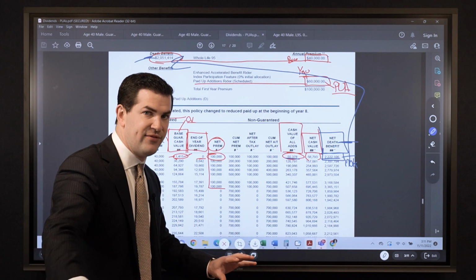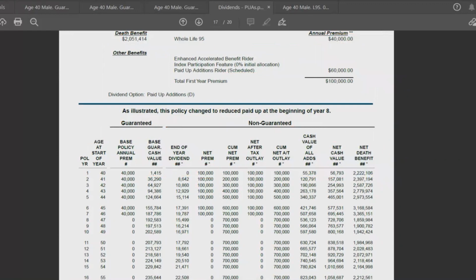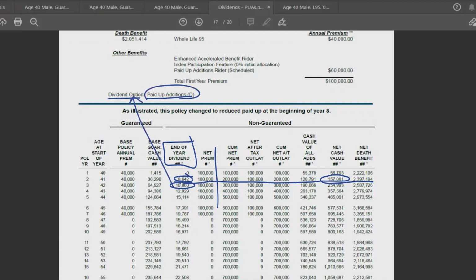Now, back to the dividend option. You'll see exactly how this is going to tie together. We keep adding $40,000 per year, but now there's dividends that are coming back. The dividend option, PUAs. So what happens? We'll see this accelerate the cash value growth. And in addition to this, it'll buy us more death benefit. Year 3, I see the dividend payout, $10,860. The dividend option, again, it is here in all years, paid up additions.